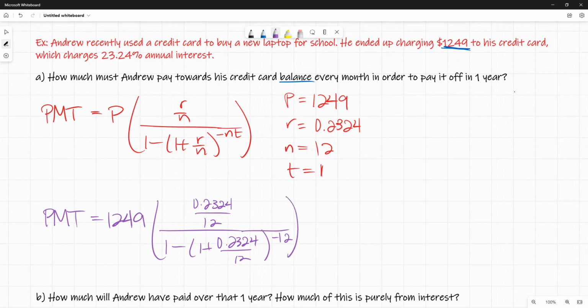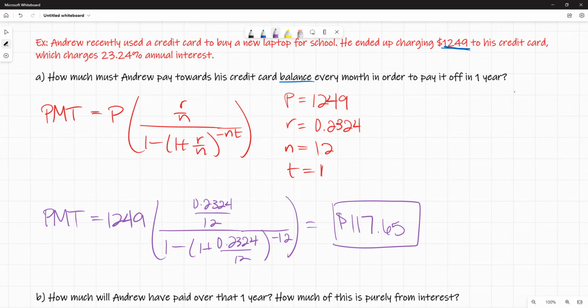Go ahead and try plugging that into your calculator. Hopefully you've gotten the hang of it by now. But just like in the past, if you're plugging this in while watching and you get something completely different, don't hesitate to ask me in class for help to see what went wrong with the calculator. We should be getting that our monthly payment has to be $117.65 for him to pay this credit card off in 1 year. Not too bad.